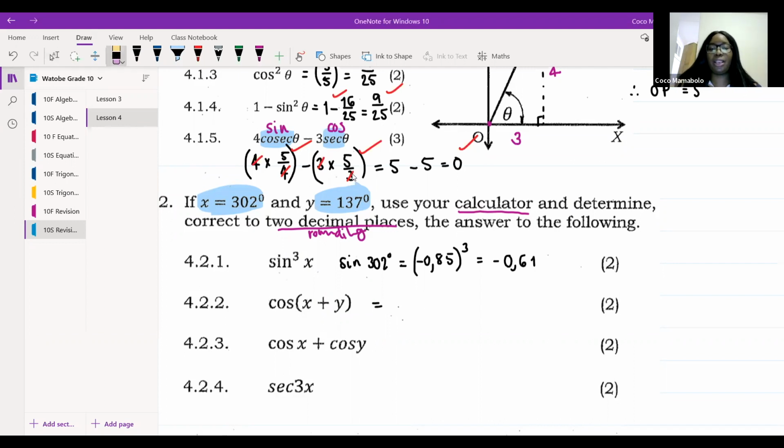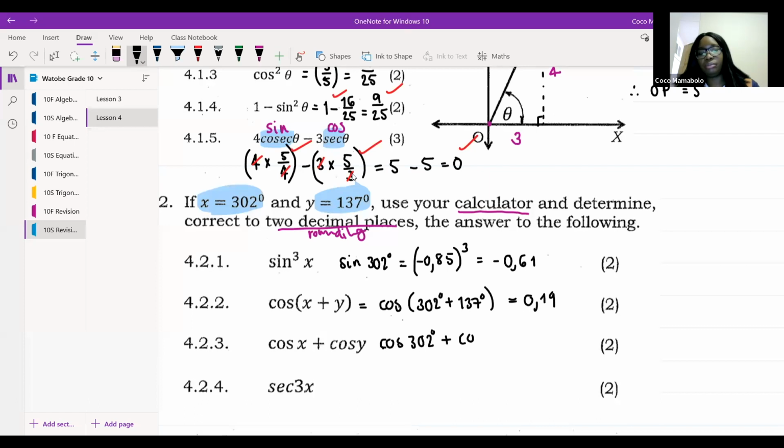Okay, I think they're going to penalize us for not substituting. So we're going to have to do that. We're going to have to go cos of 302 degrees plus 137 degrees is equal to 0.19. And over here, cos of 3. Yep, I know. It's a good thing you were subbing because I just realized that each of these questions is 2 marks. So the way that we structure these are going to ensure that we get our points. Okay. All right. The last one.